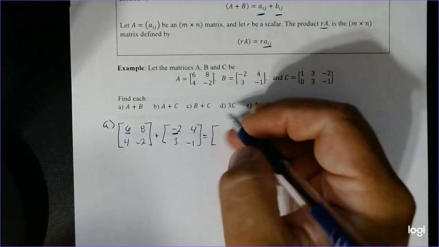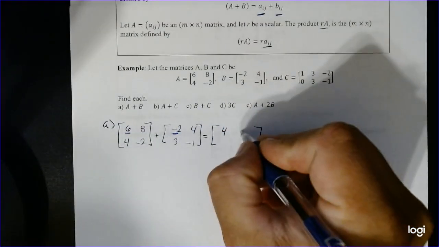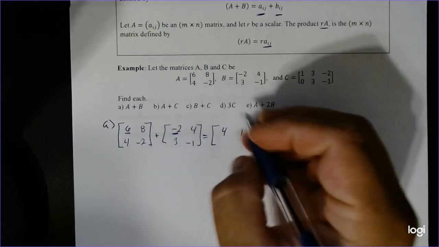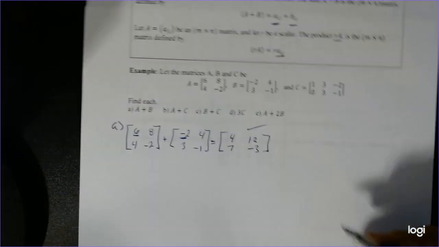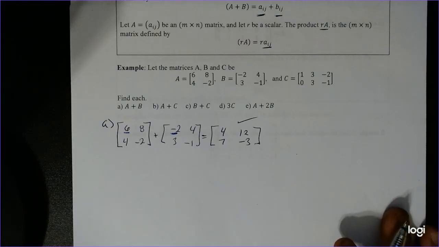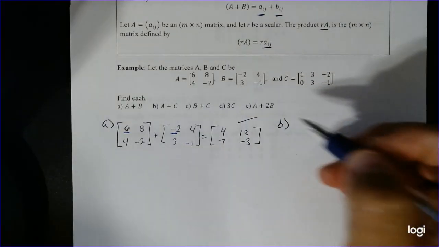That's what I mean by entry to entry. So 6 minus 2 is 4. 8 plus 4 is 12. Next is going to be 7, and then finally negative 3. And there's our answer. Okay. Now let's go on to B, A plus C.